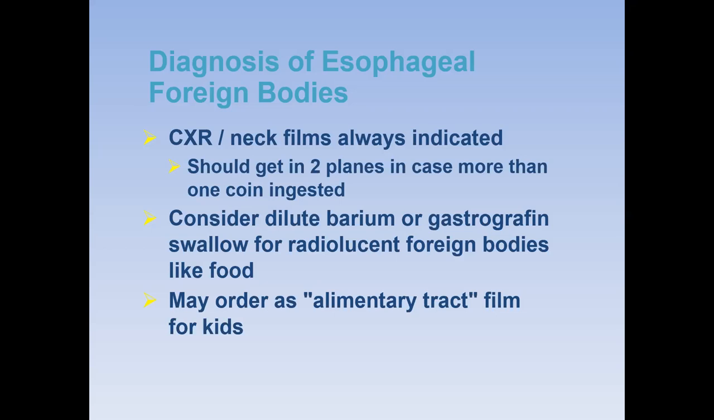Generally, it's important to ask for two planes, that is AP and lateral, and include the neck, chest, and the abdomen. Consider a dilute barium or gastrografin radiograph if the patient has swallowed a radiolucent foreign body like food and you want to know where it is.